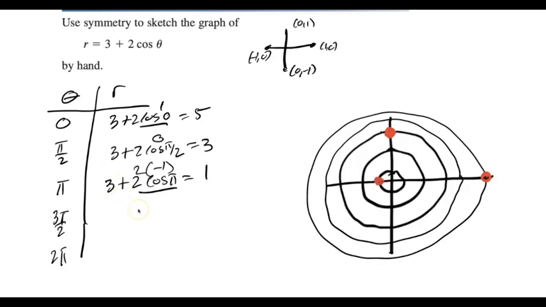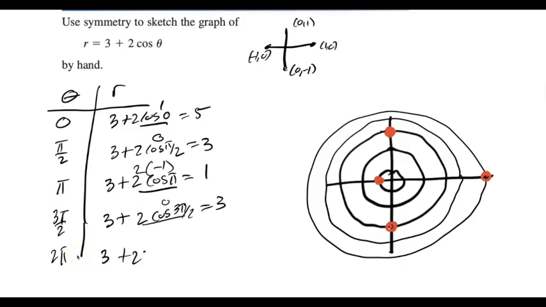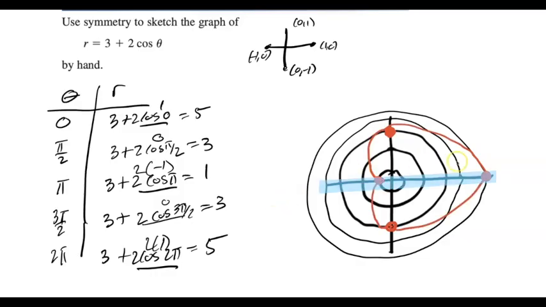That's 3 pi over 2. 3 plus 2 times cosine of 3 pi over 2, which is 0. So you get 3. And then 2 pi. 3 plus 2 times cosine of 2 pi. So that's 1. 2 times 1 is 2 plus 3 is 5, to get back to here. So my graph's going to go like this. You can see it is symmetric about this line here.